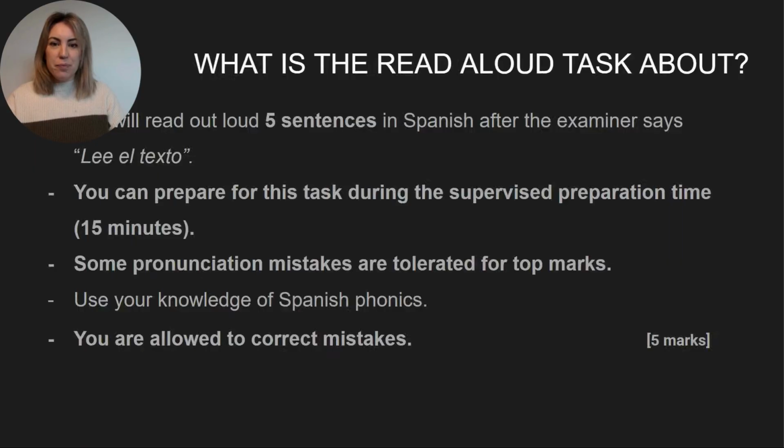Okay, vamos. Bueno, so what is this about? It's the second task in your speaking exam after the role play. You will have time to prepare for this, but you are not allowed to write any notes on the paper provided. You can make some pronunciation mistakes. Some of them, minor ones, are tolerated for top marks.